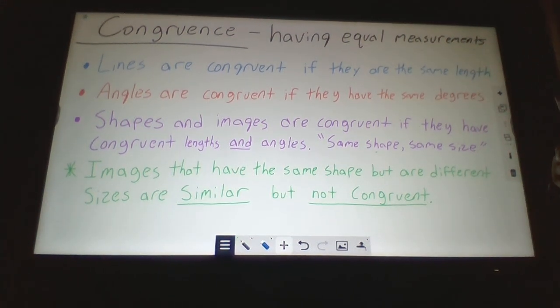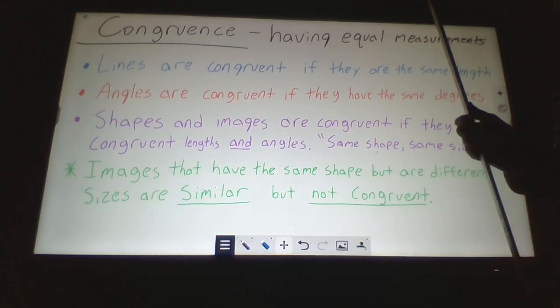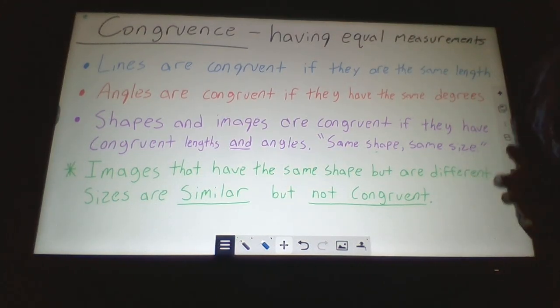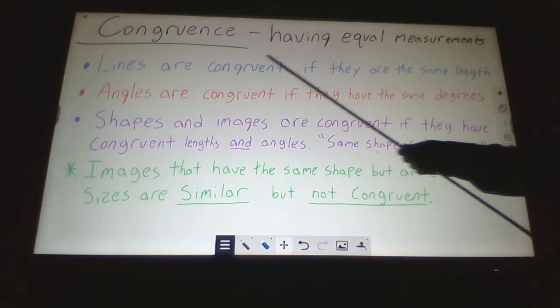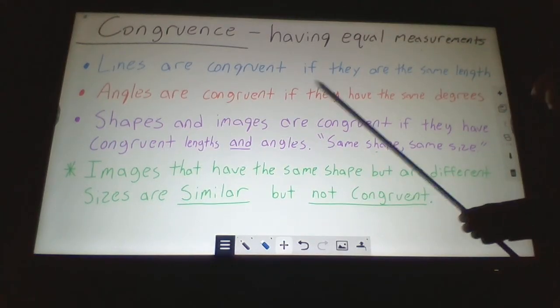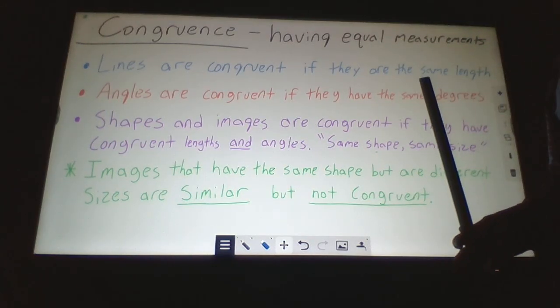In this video, we are going to be discussing the concept of congruence. Now, congruence may be a tough word to remember, but it has a pretty simple definition: having equal measures. Congruence can refer to things that are as simple as individual lines and angles. Lines are congruent as long as they have the same length. Angles are congruent as long as they have the same degree measure.